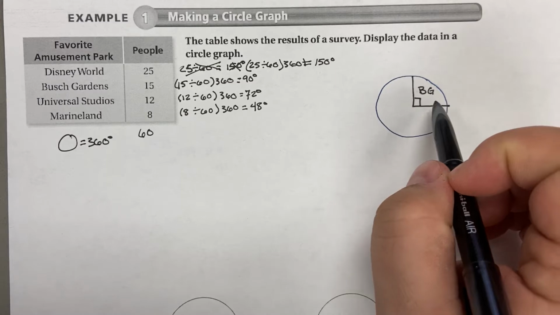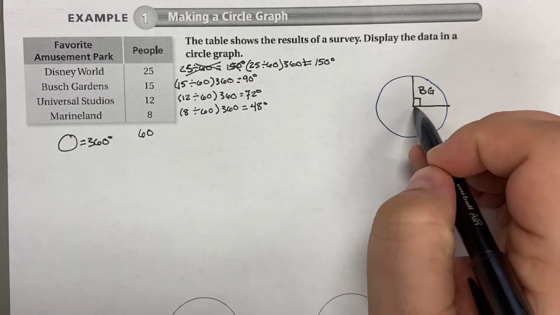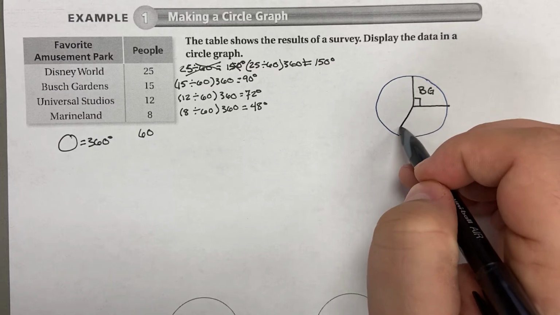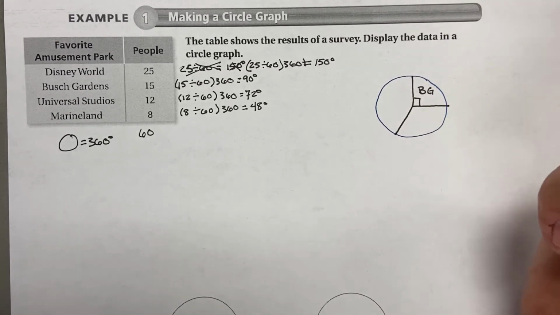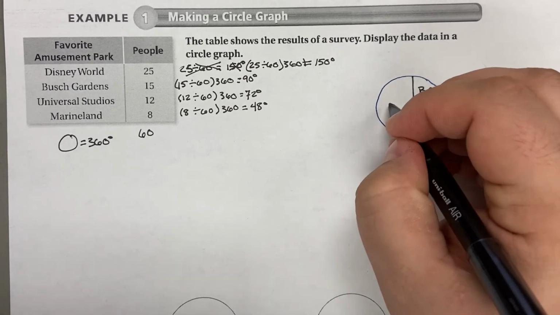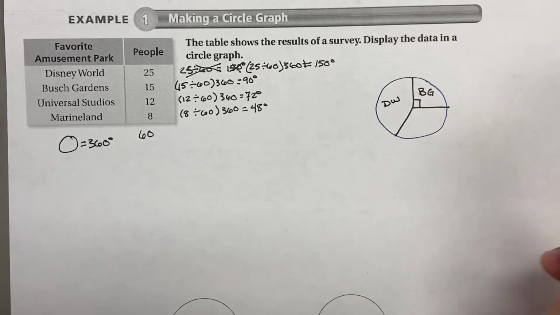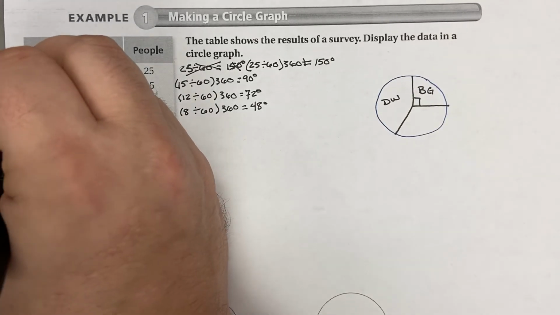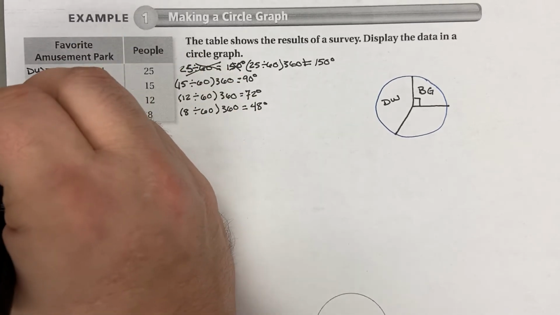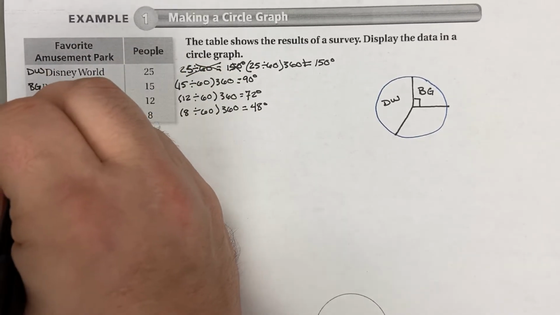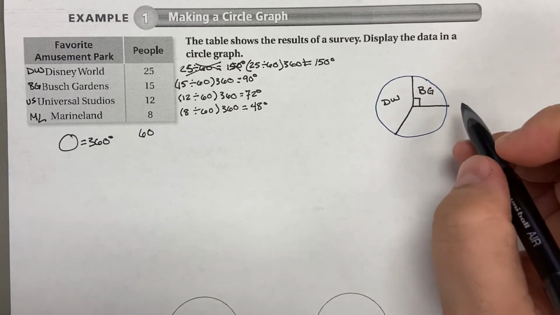Well, 150 is basically a 90 and a 60, so 90 and then a 60 would put us right around here. I'm not saying this is exact right now. If we were using Excel or something like that, we would be exact. Here we are not. But this is 150, or Disney World. Now over here, I'm going to go ahead and write DW, BG, US, and ML. That'll let you know, again, what these are going to be cut into.